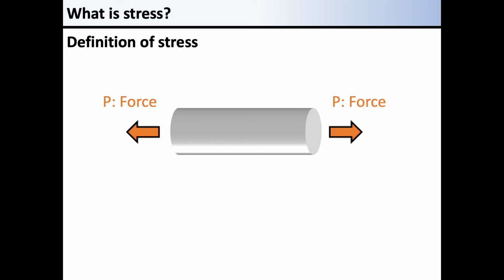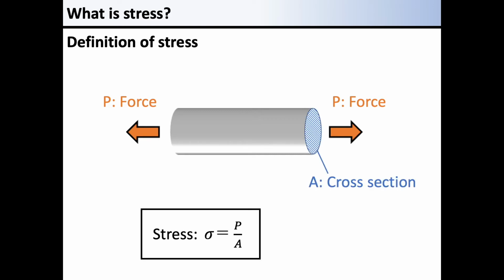Consider this uniform load P acting on the bar as shown in the illustration. The unit of the load is usually Newton. It is not kilogram nor kilogram force. What we have defined for the bar is the load, then the stress, which is given as sigma, with the cross-section area A.